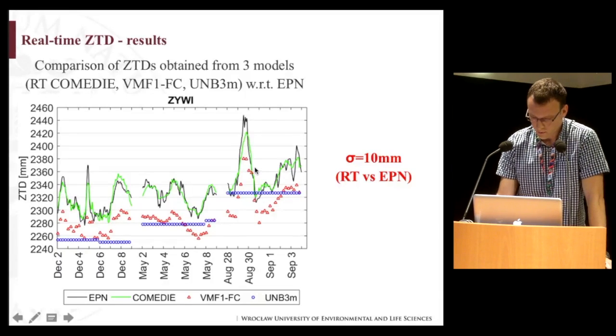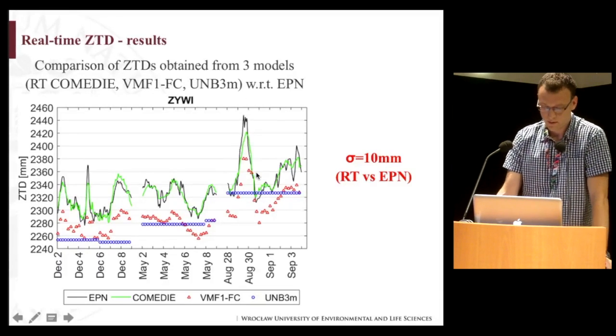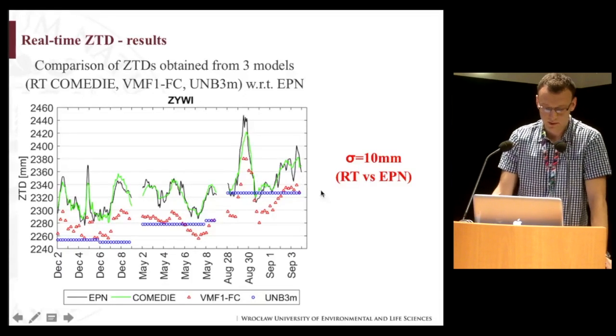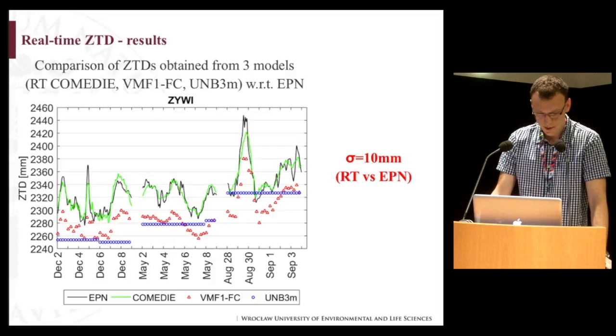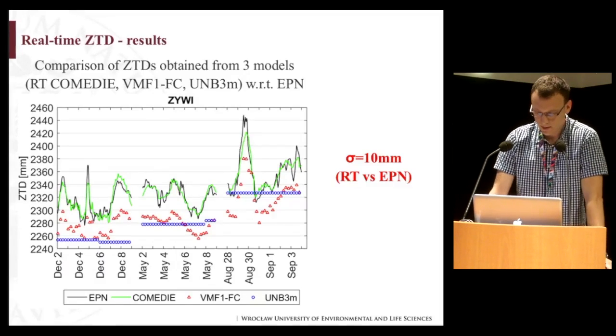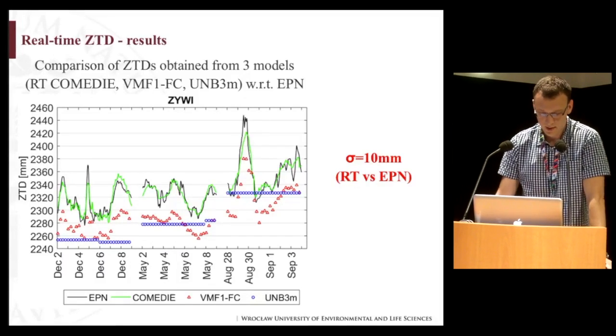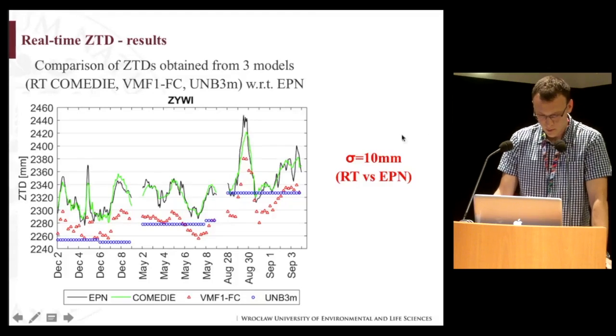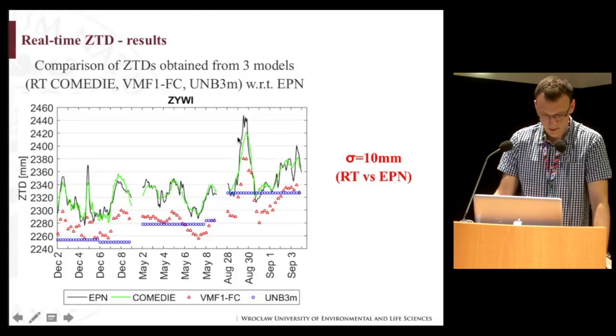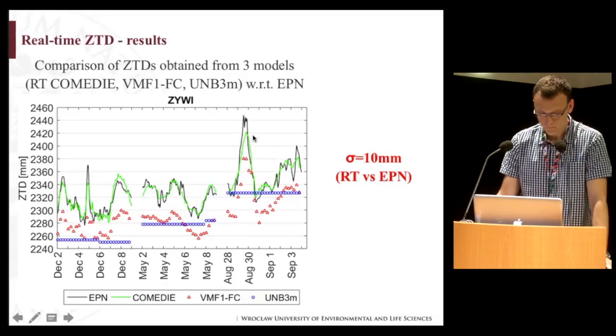And this is, of course, not only because of the better temporal resolution, but also because we remove the biases here. And this station Żywiec is in the mountainous areas, and we still observe some problems during the rapid changes in troposphere, when our model is underestimating the zenith delays.